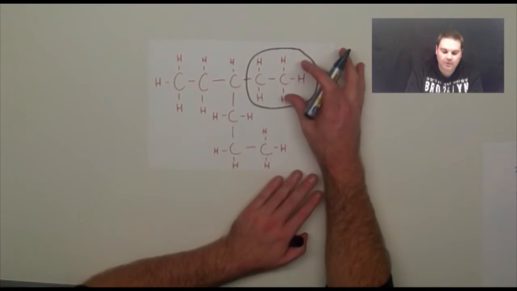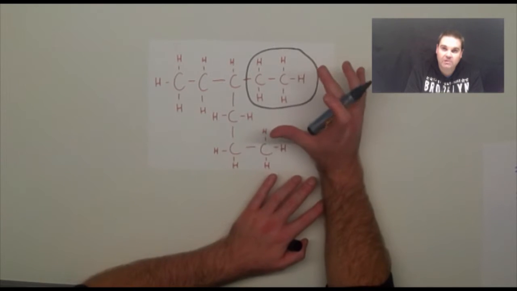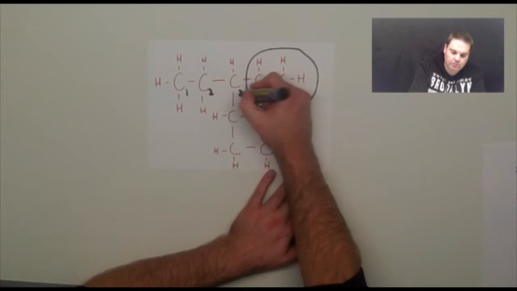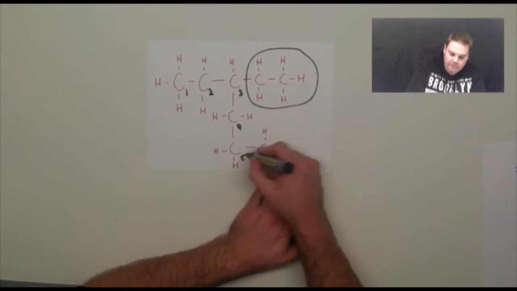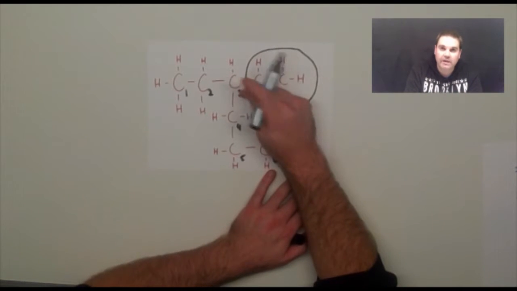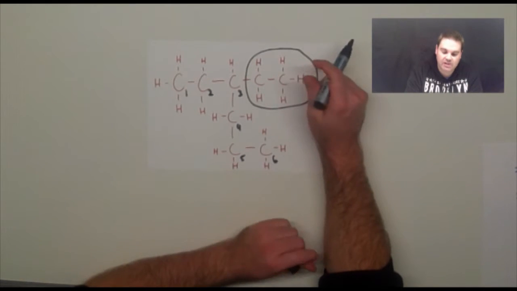with 2 carbon atoms. Okay, we start numbering them from the end closest to where our side group is. So it's going to be this one here: 1, 2, 3, 4, 5, 6. If we started from this end, it would be 1, 2, 3, 4. Okay, so you always start from the end closest to where your side chain is.